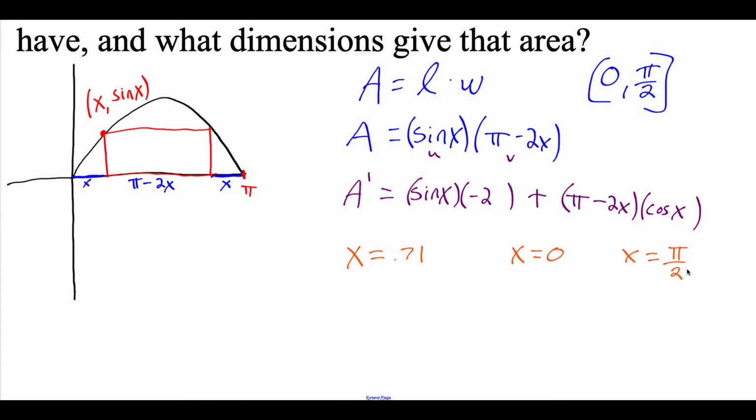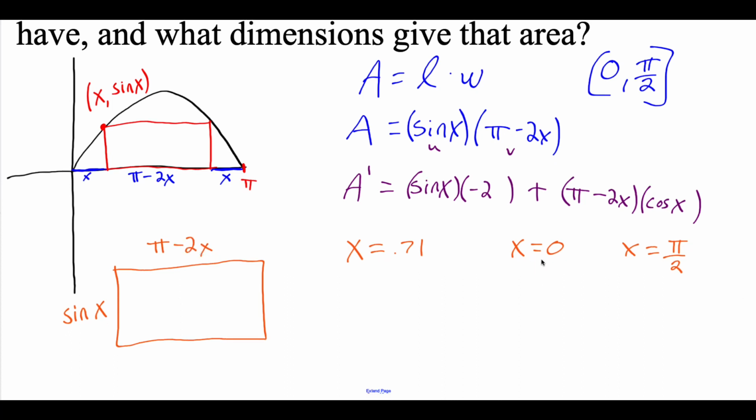So if we think about making this rectangle, then the height of our rectangle was going to be the sine of whatever x value we were working with, and the width of our rectangle was going to be pi minus 2x. And I'm going to talk about these endpoints first. If we've got an x value of 0, then the height of that rectangle, well, the sine of 0 is 0. And then if we do pi minus 2 times 0, that's going to be a width of pi. Well, multiplying those together to find the area, this would give us an area of 0. We're trying to maximize the area, so having an area of 0 isn't really a good thing.